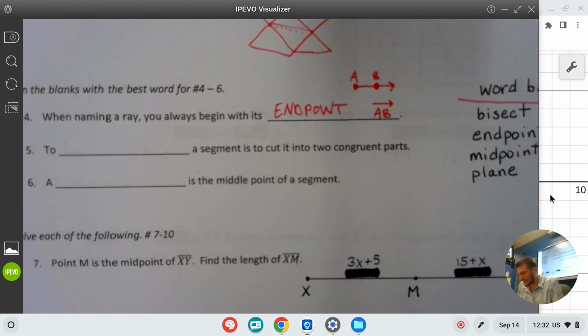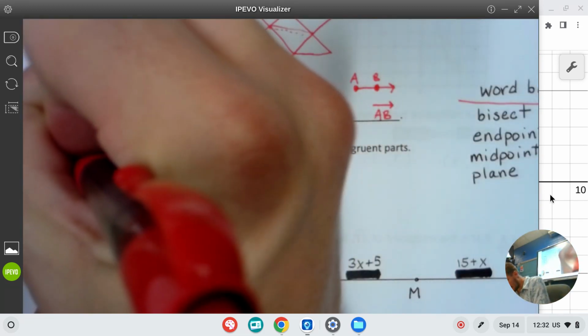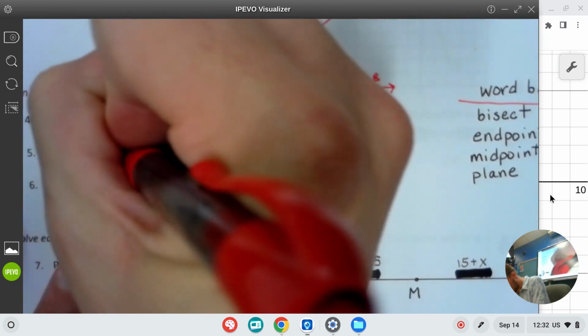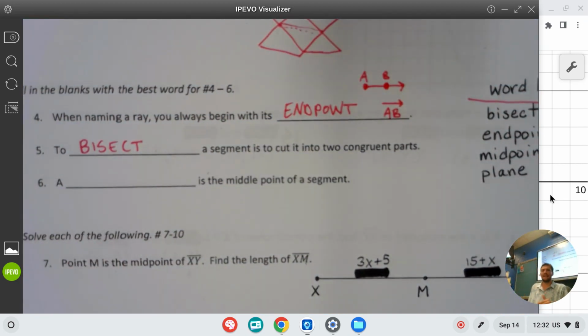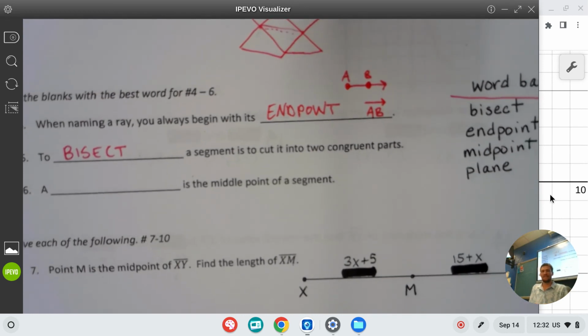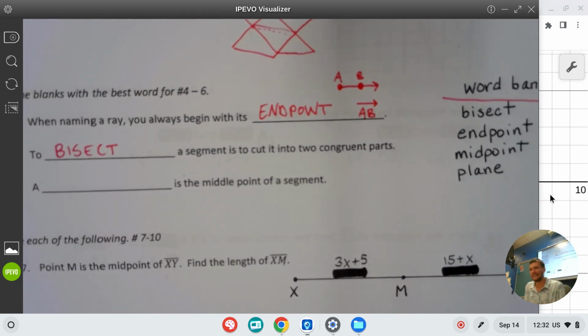All right, to blank a segment is to cut it into 2 congruent parts. Bisect, which is a little bit of a weird word that we don't use very often. It's kind of like the word dissect, right? If you think about you're in science class and you're going to have to dissect a frog, you're going to have to cut it up. So if you're going to bisect something, you're going to cut it in half.